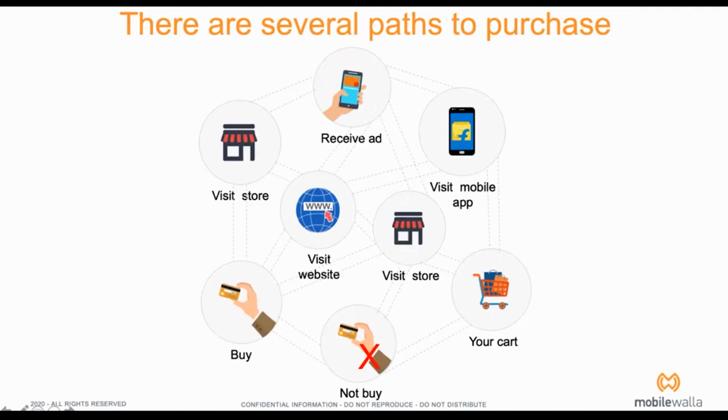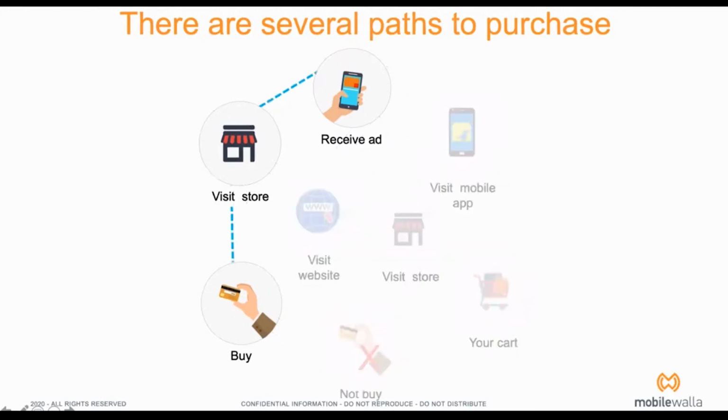Now, there are several paths to purchase, right? A purchase could happen where I go to a website, I browse the website, then I go to the store. Or it could be quite a number of combinations, and that's why it becomes harder to figure out what's happening in the journey. Let's think about it. One purchase path could be: you receive an ad, you visit a store, you actually buy it.